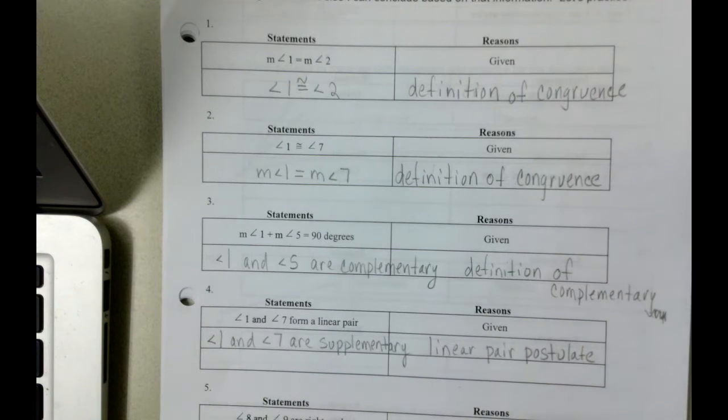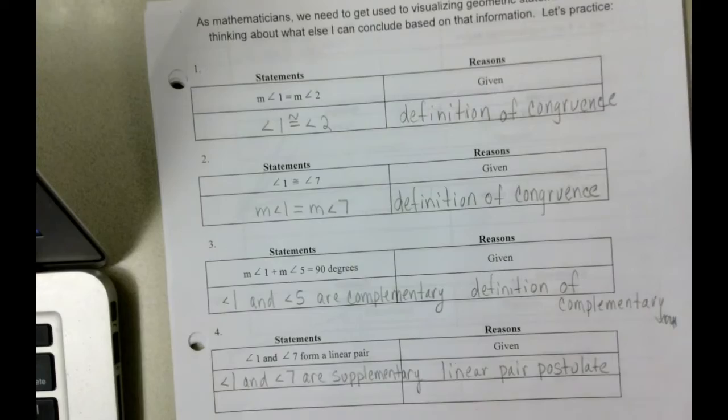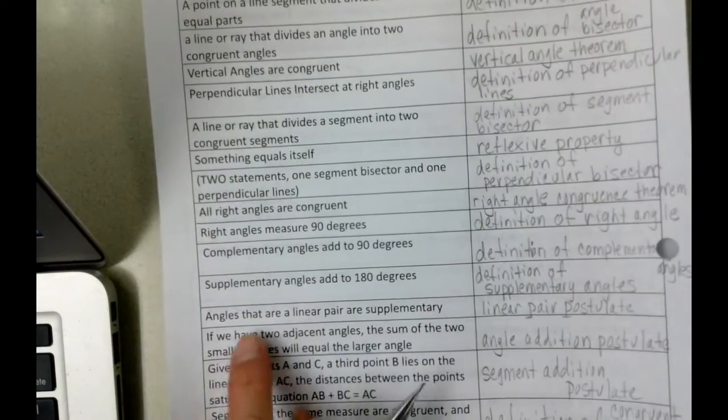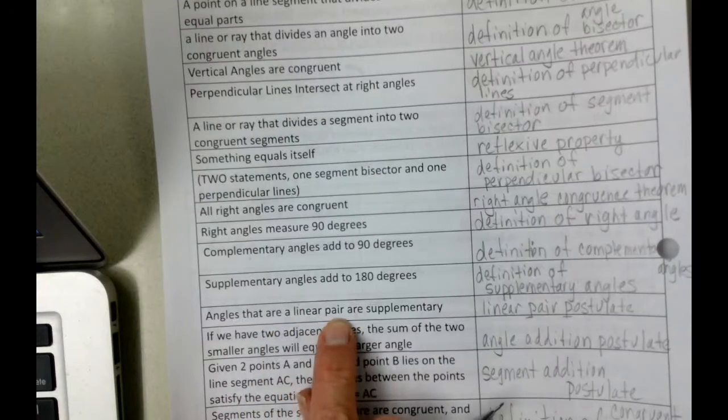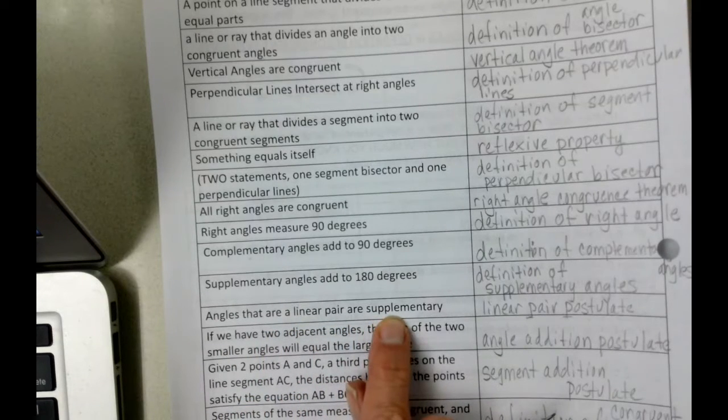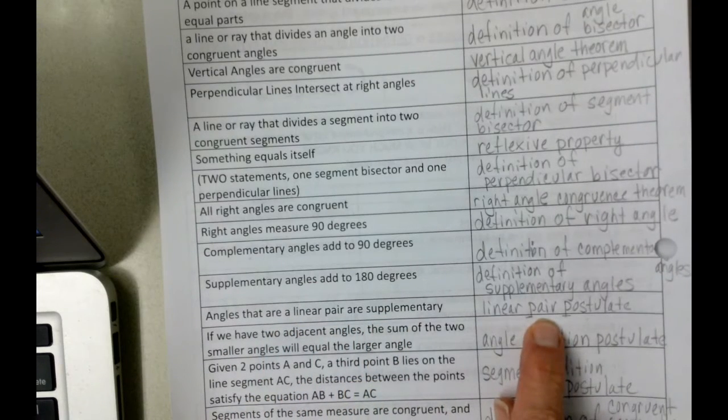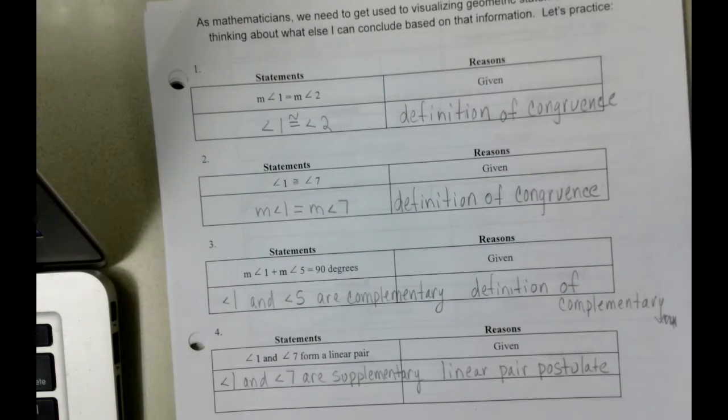And I haven't gone back to page 14, but again, if we do go back there for a moment, angles that are a linear pair are supplementary. There's what the linear pair postulate is. So again, don't overlook your resources from your packet here. So we did angle 1 and angle 7 are supplementary. That's the linear pair postulate.